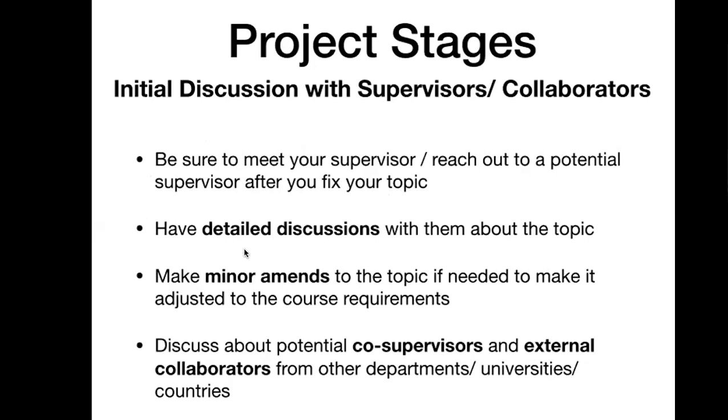And then you can have detailed discussions with them about the topic and think about making minor amends or adjustments to the topic if needed to make it more suited for the course requirements and also to your interests, because that is important. And then discuss the potential co-supervisors and external collaborators from other departments, universities, or countries, because sometimes the faculty members in our universities have colleagues who are working abroad, and it might be better to take some guidance from these supervisors who are abroad, because they have a different exposure than here, so they can bring a lot to the table as well. So do think about that aspect when you have these initial discussions with your supervisors.